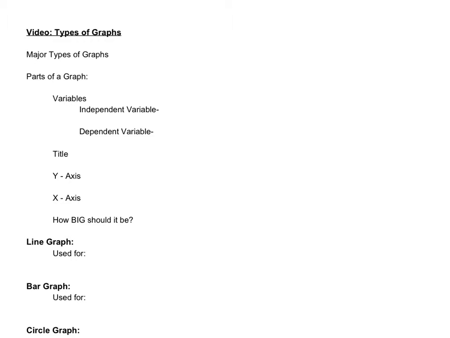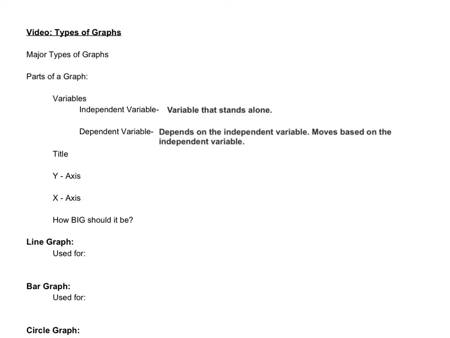make our graph. So the first one is they're going to have two different variables. They're going to have an independent variable and a dependent variable. An independent variable is a variable that stands alone. The dependent variable, this depends on the independent variable. So it's going to move based upon your independent variable. So your independent variable is what you control running the experiment. The dependent variable is what changes based upon the independent variable.